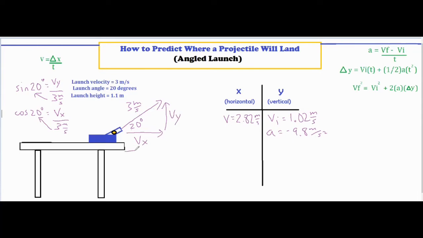But we do have an additional piece of information, this delta y over here, which we will call negative 1.1 meters. And then I'm going to drop that into my y column over here. I'm going to make sure I label that as negative 1.1 because it's displaced downwards in the negative direction from where it was launched.